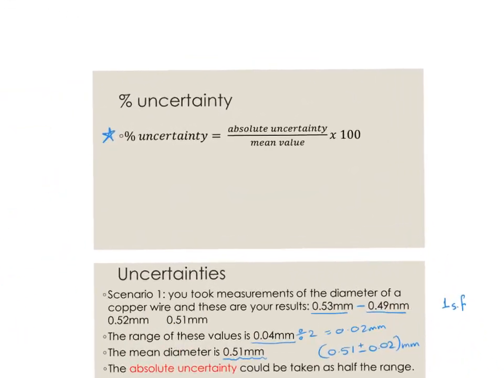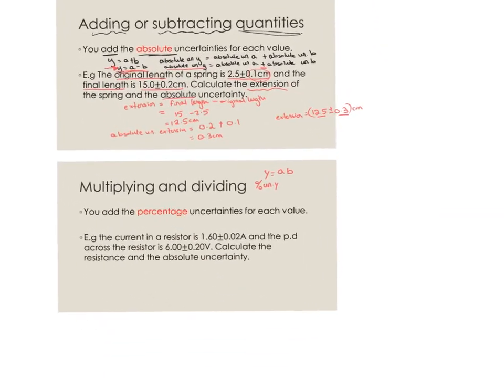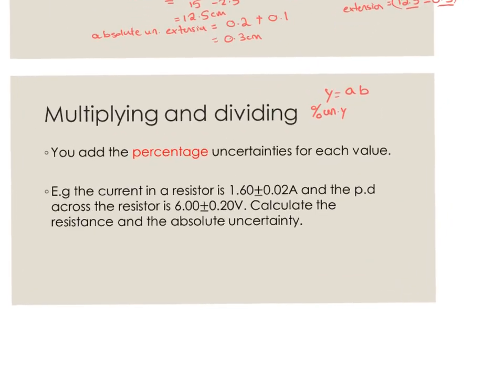With this equation, if you're not given it directly, then you have to use the absolute uncertainty divided by the value to get the percentage uncertainty, and then use that value in your calculations. So if you want to get the percentage uncertainty in y, then you have to add the percentage uncertainty of a plus the percentage uncertainty of b.